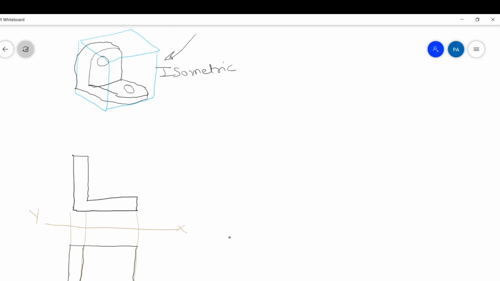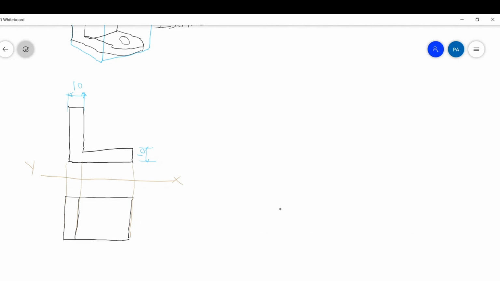And now I will give the dimensions. So let us take this dimension as say 10 mm. This dimension also as 10 mm. So I should write it here on this side. Then let this total dimension be 70, and let us take this dimension as 90. So no confusion at all.